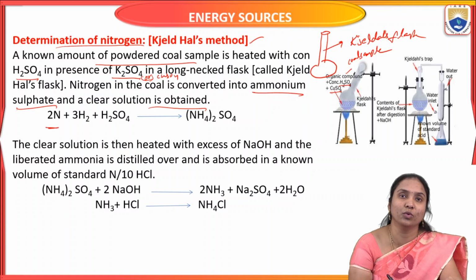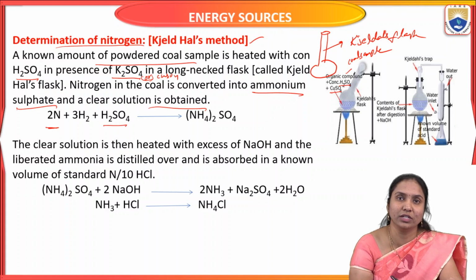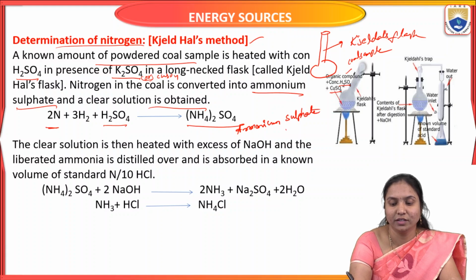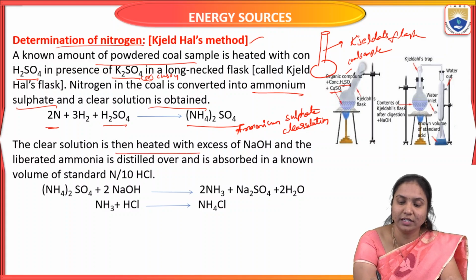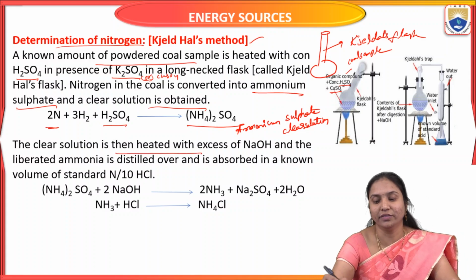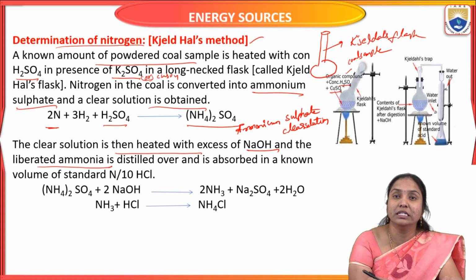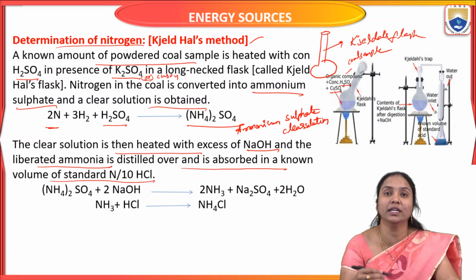Here see this reaction. If nitrogen is present in this coal sample, then during heating with concentrated H2SO4, it produces ammonium sulfate clear solution. Next, this clear solution, that means ammonium sulfate, is heated with NaOH, and the liberated ammonia is distilled over and is absorbed in a known volume of standard N/10 HCl.